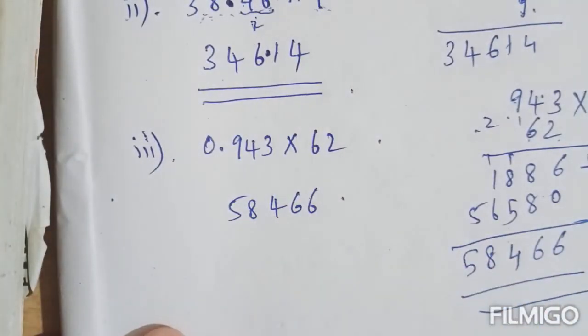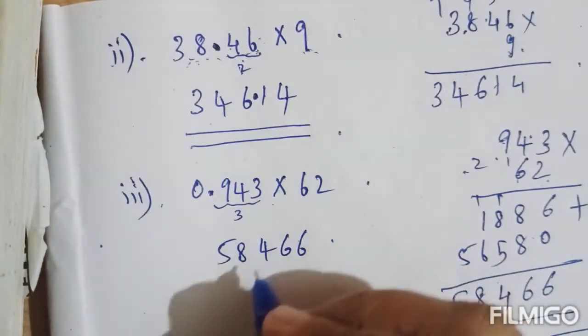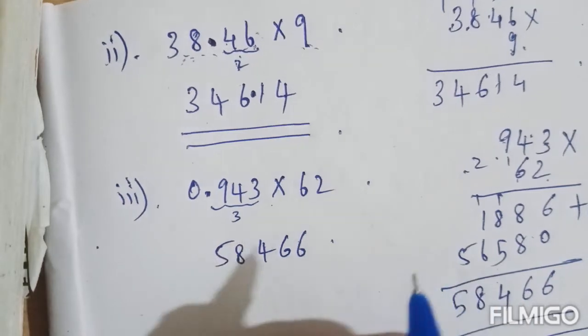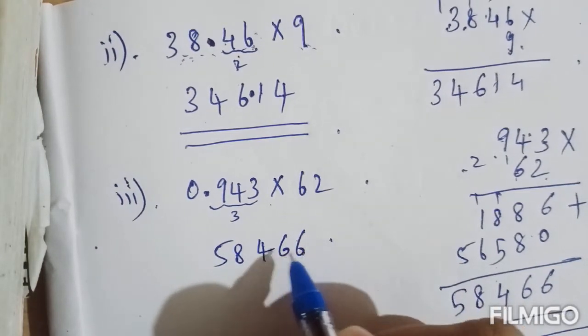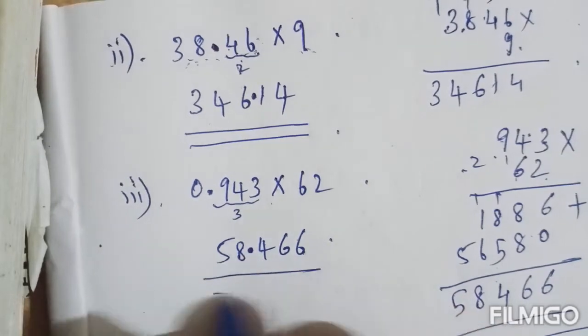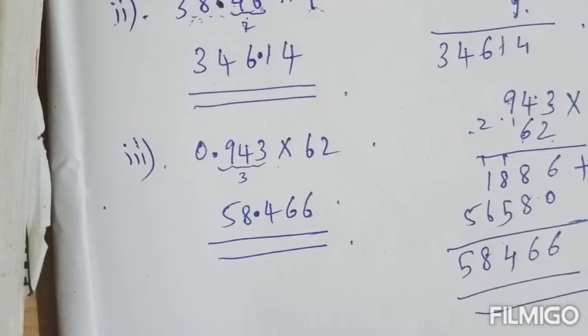You got 58,466. Now here after the decimal point 3 digits are coming. So in the answer also after the decimal point 3 digits should come. Starting from the right you can count 1, 2, 3. Here will be the decimal point. 58.466 will be the answer.